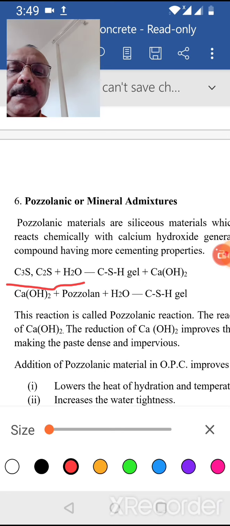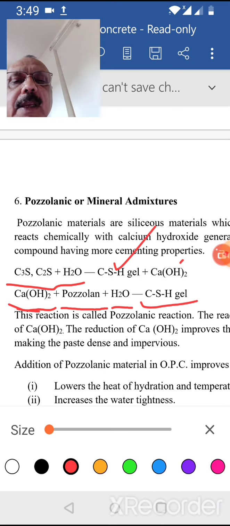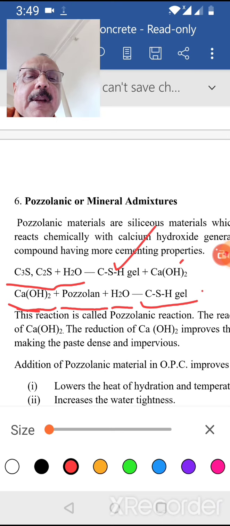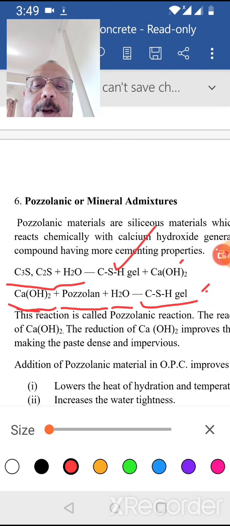So you can see there is calcium hydroxide, which is the byproduct of that. It reacts with pozzolana plus water to give additional CSH gel. So this CSH gel is there, but this is additional CSH gel, and obviously it is a win-win situation where we didn't want calcium hydroxide in hydration reaction, but here by using pozzolanic admixture we have consumed calcium hydroxide with pozzolan and water to give additional calcium silicate hydrate or CSH gel, and this reaction is called pozzolanic reaction.